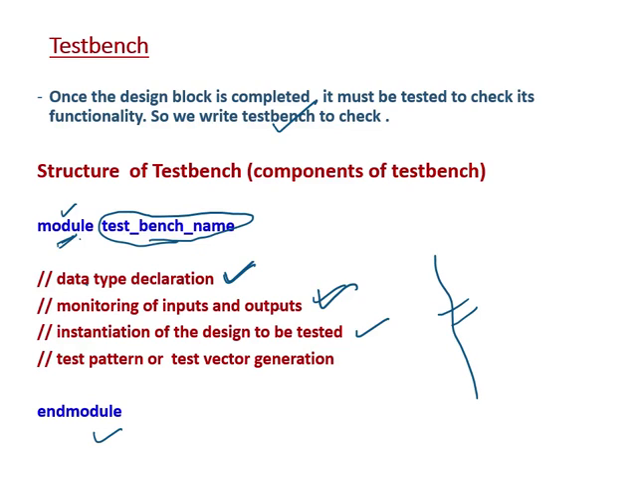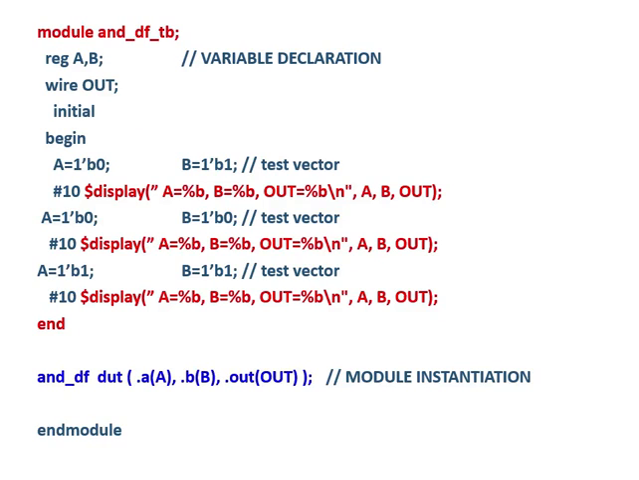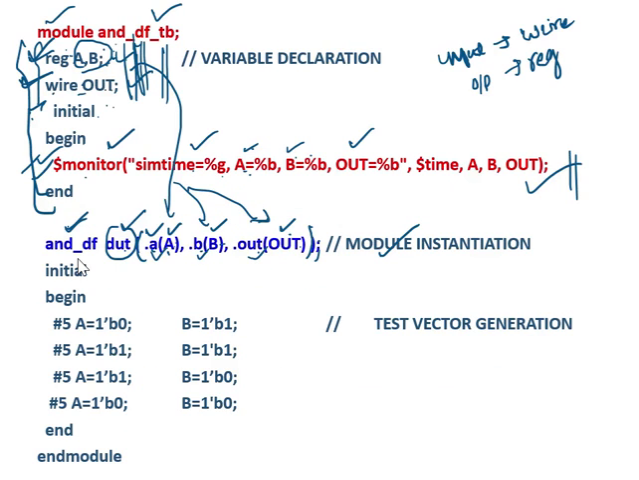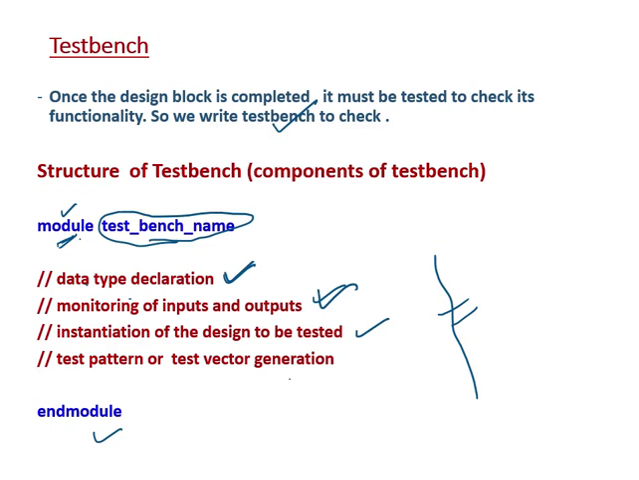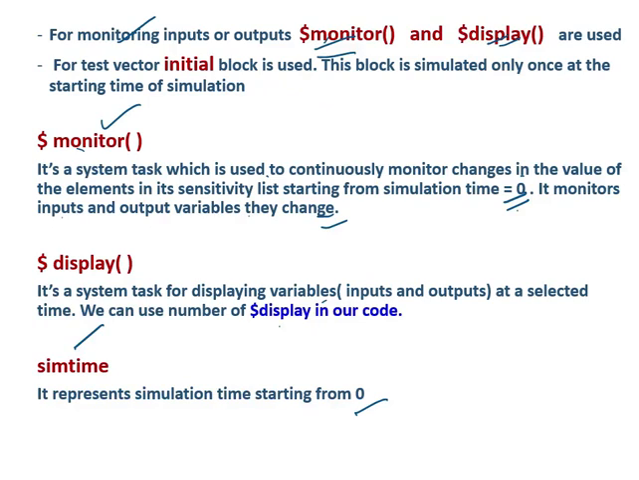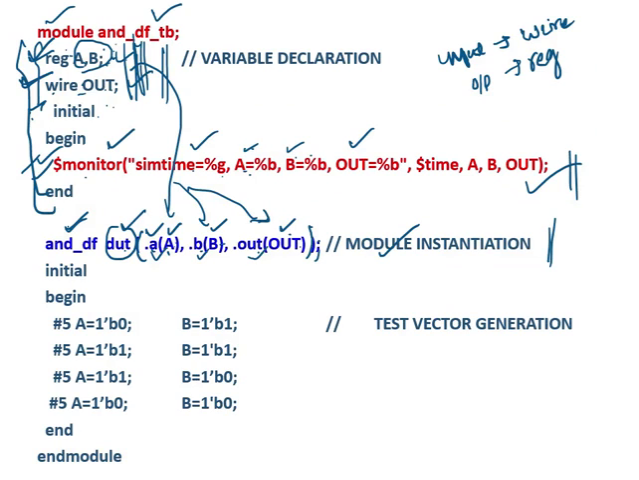What are the things to be inside this test bench? What are the components? These are the components of test bench, okay. Then instantiation of the design to be tested. So what you are going to test, which module or which design you are going to test, that one is this part. This is the instantiation of your design. What is the fourth one? The fourth one is your test pattern or test vector generation. That means you are giving a set of inputs, okay.